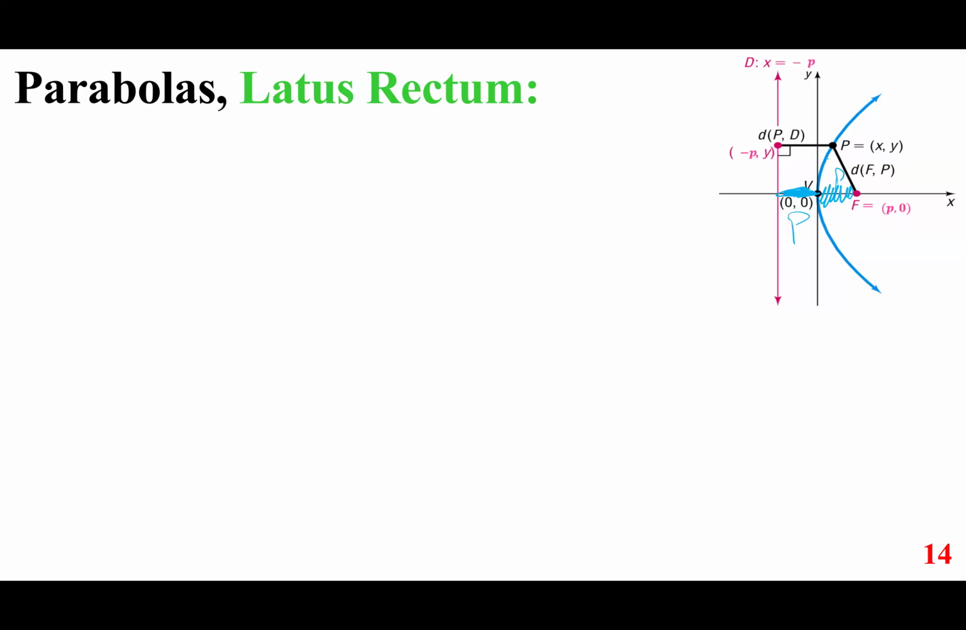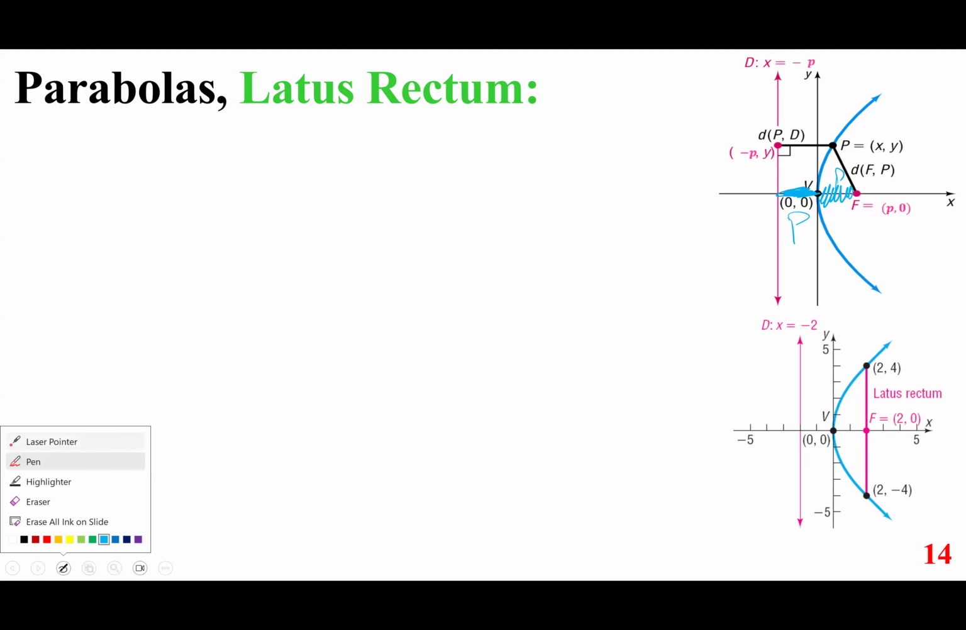Okay. All right. What is the latus rectum? If you start from the focus and draw a line parallel to the directrix, it cuts the parabola at 2 points. The distance between those 2 points, from here to here, this distance, is called the latus rectum. You can calculate the distance.